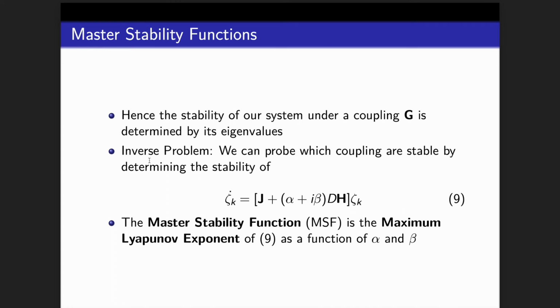And so one might consider the inverse problem here. Imagine you want to choose a coupling matrix G such that you have synchronization stability. Well, if we evaluate this form for an arbitrary complex number, we evaluate the maximum Lyapunov exponent of it, we can build up a surface called the master stability function, and all of the eigenvalues of G have to be in the part of the surface that is under the zero plane.